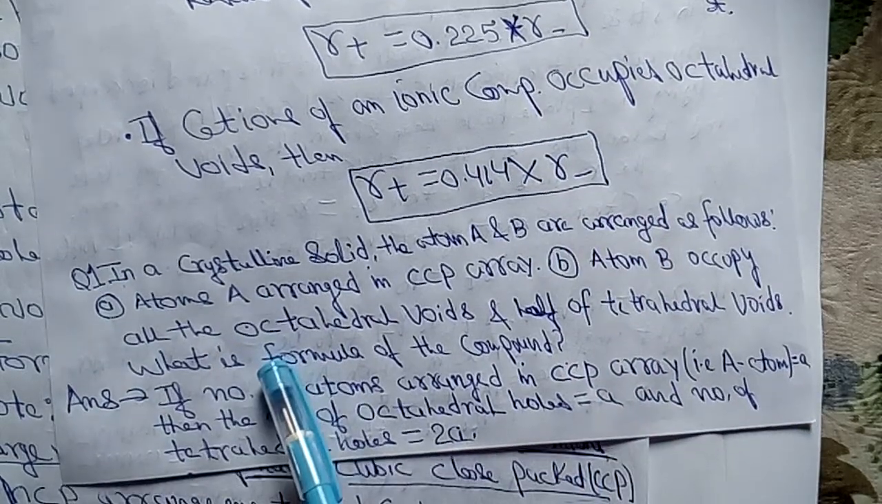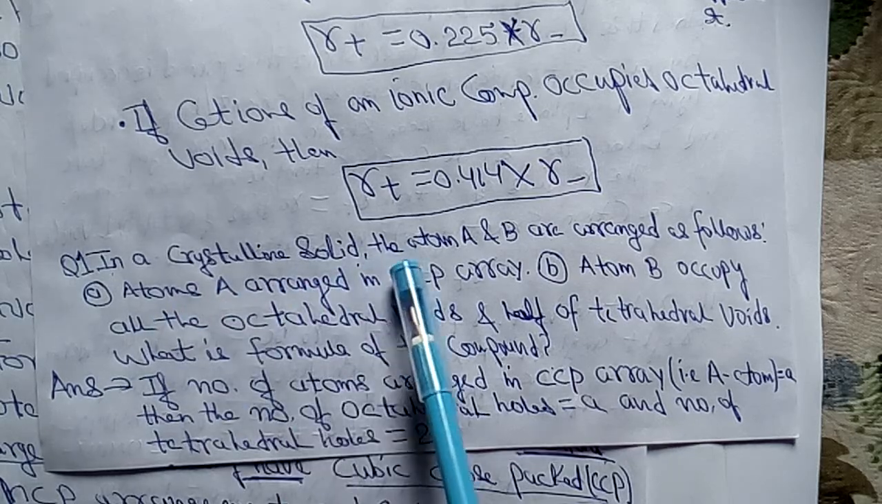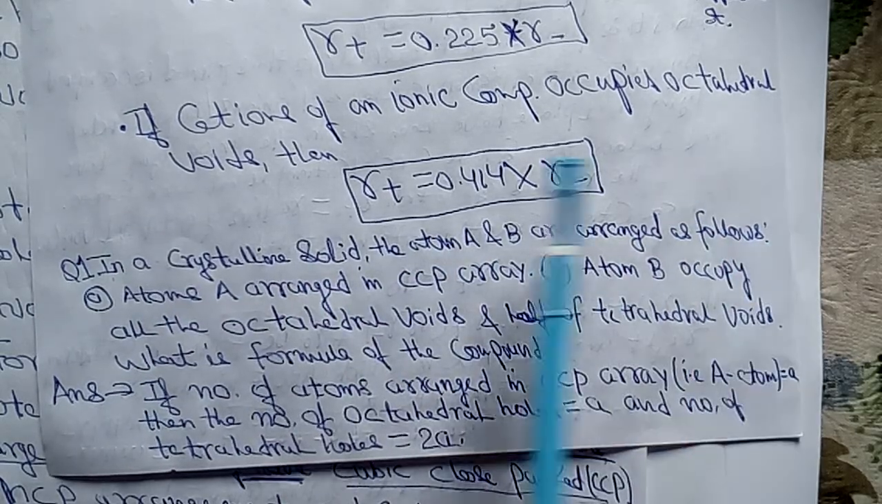So one numerical is there based on it. In a crystalline solid, the atoms A and B are arranged as follows.